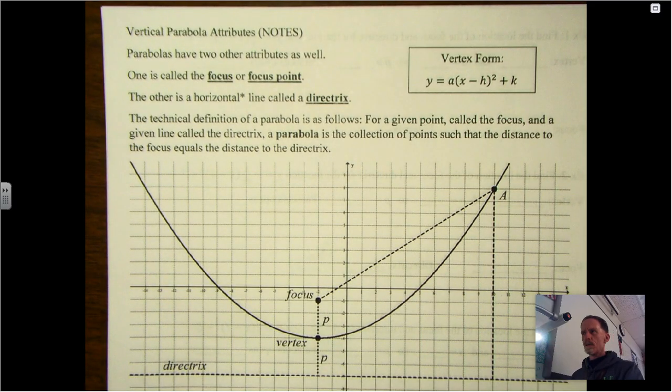So we're going to continue with parabolas today and talking about a couple other important points or properties of parabolas. One of them is called the focus point, and the other one's called the directrix.